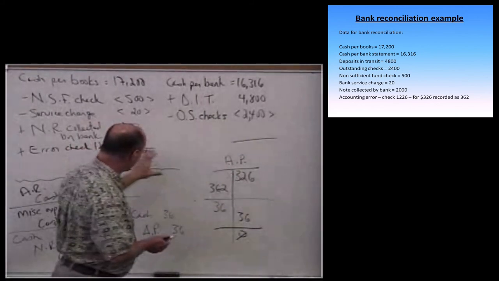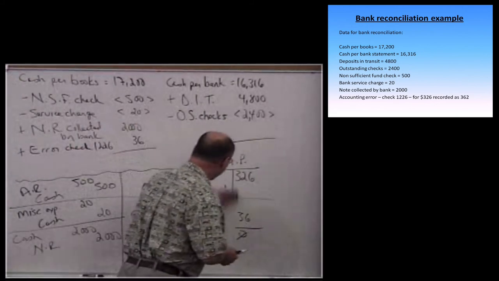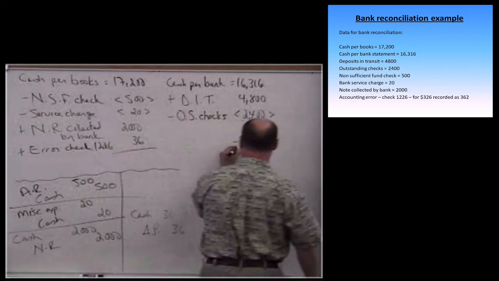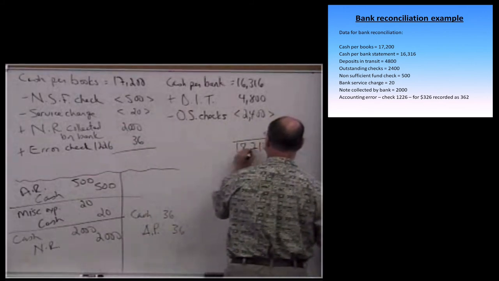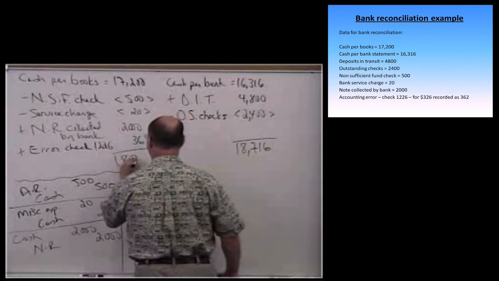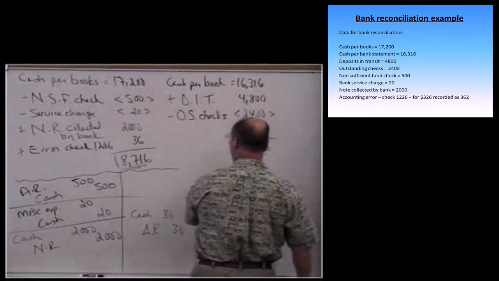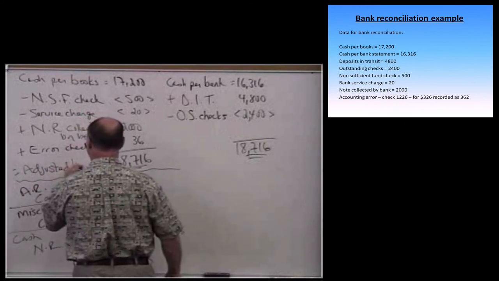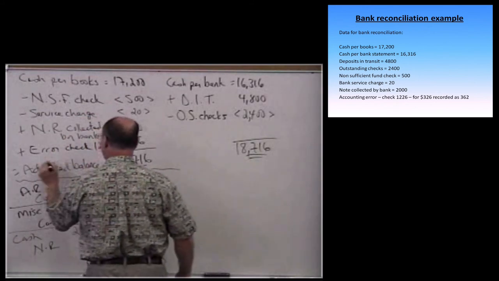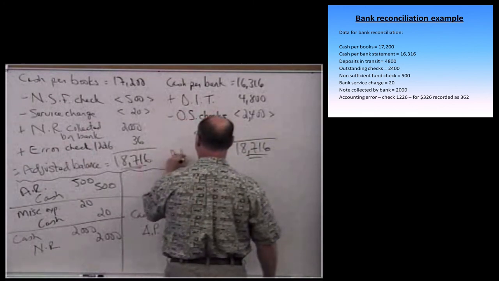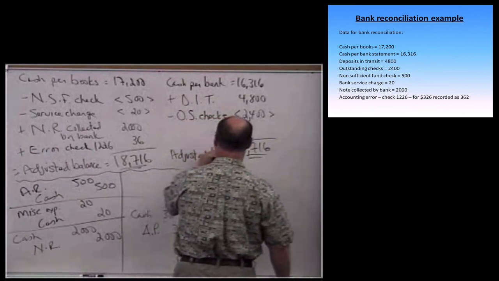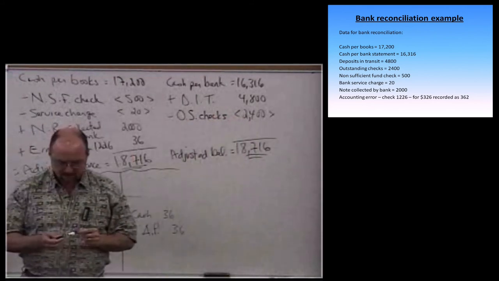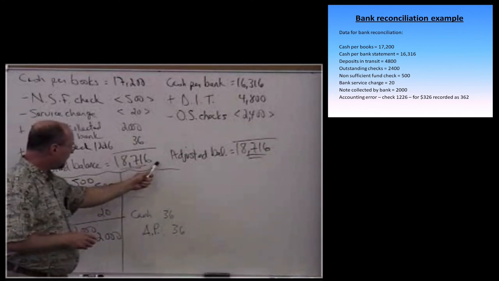I'm going to erase this because I want to put the totals here. Okay, and so if we add these things up, if I did my math correctly, double underscore, and we call this the adjusted balance. Okay, on both sides. I'll have to abbreviate here. Adjusted balance, $18,716 in our records and the bank.